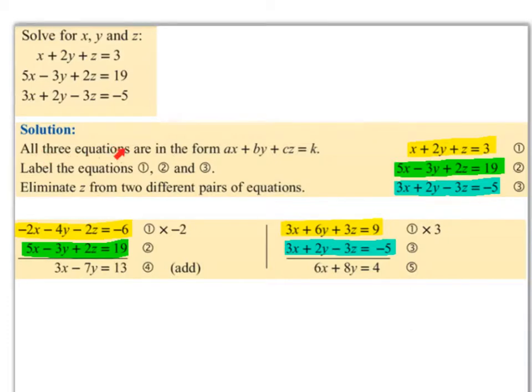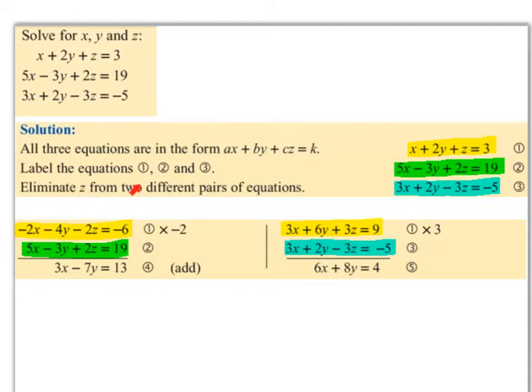So all three equations are in the form of ax plus by plus cz is equal to k. So they don't need to be rearranged. We have the letters on the left and the constants on the right. Label the equations 1, 2 and 3. So equation 1, equation 2 and equation 3. Or you could label them a, b and c.